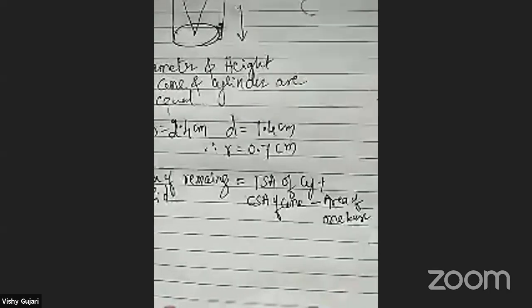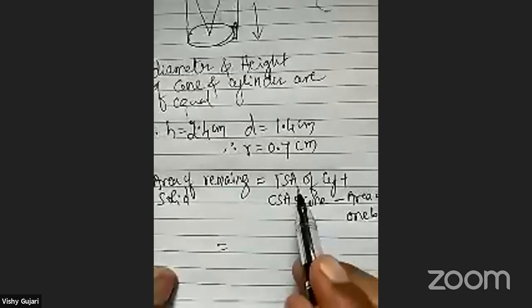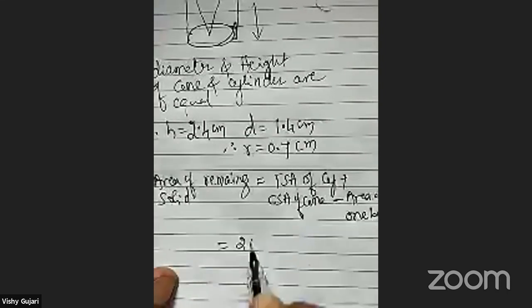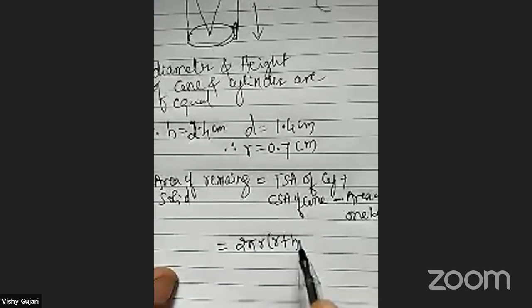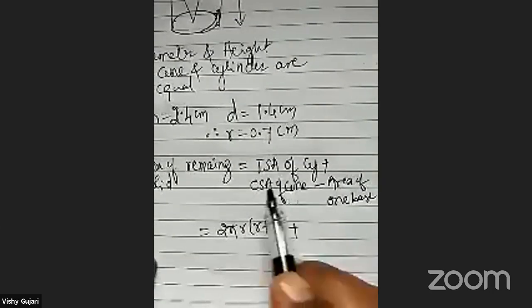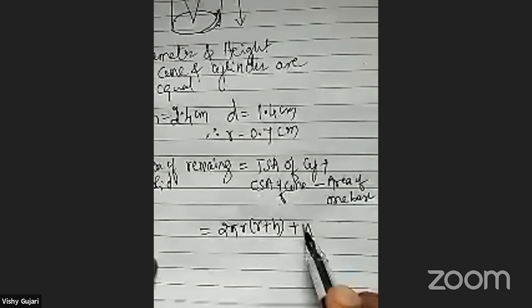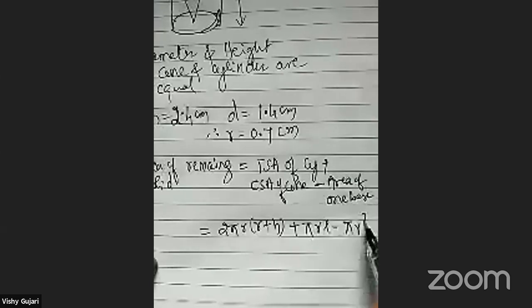Area of one base. That is equal to, what is the total surface area of the cylinder? 2 pi r into r plus h. TSA of cone is pi r l. Minus pi r square.